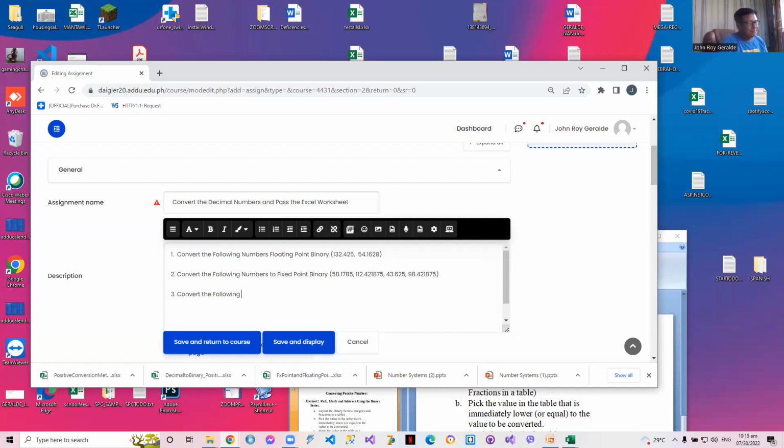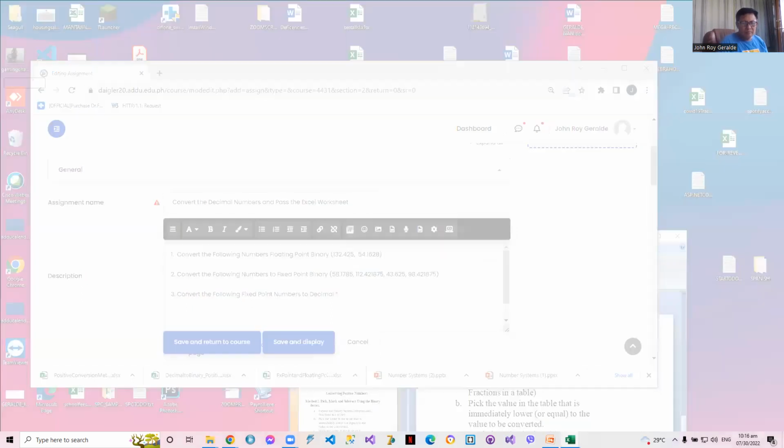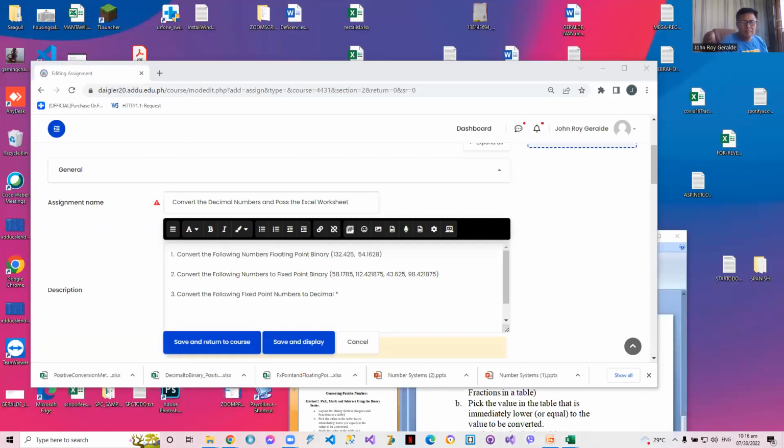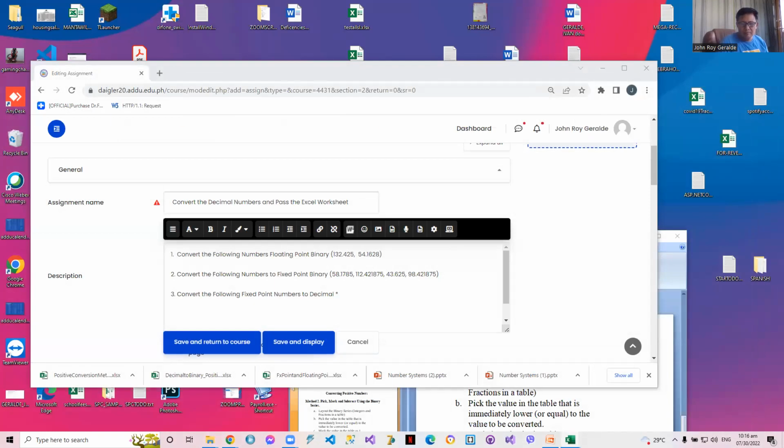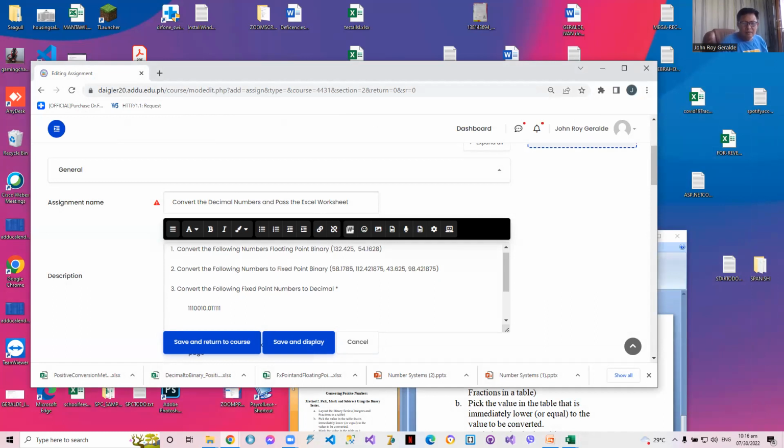Fixed point binary ang given, no? Baligtad. Decimal, okay? Sorry, naka-worksheet kasi, no? Teka nga. I'm getting lost here. Oh, wala ako. Dami ko na kasing ano. Okay. So, hindi ko na ano, no? You can use the reverse process.